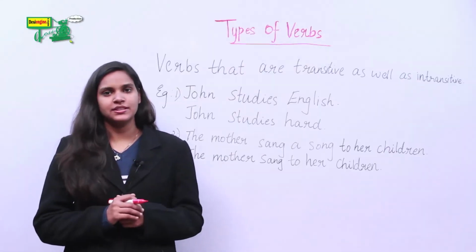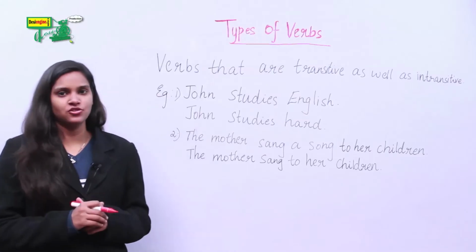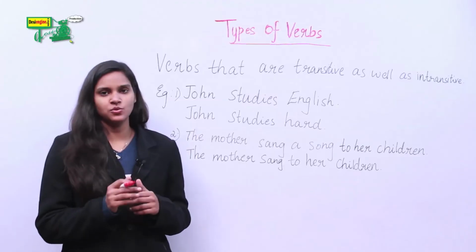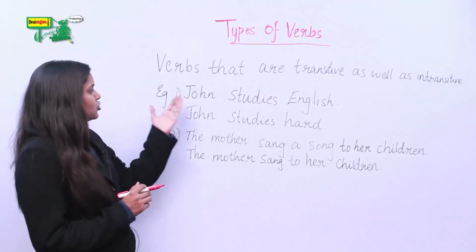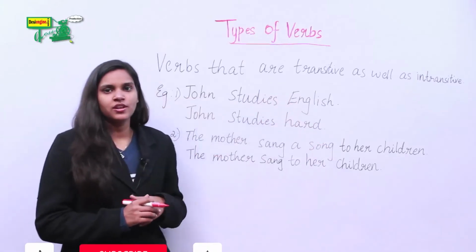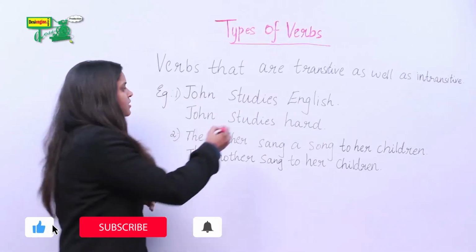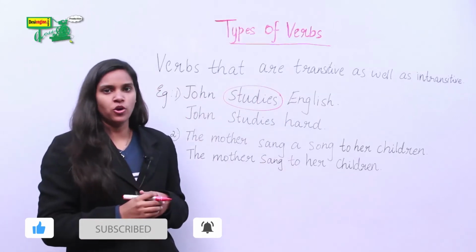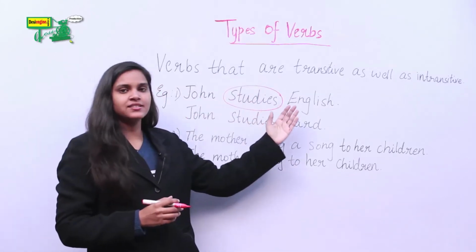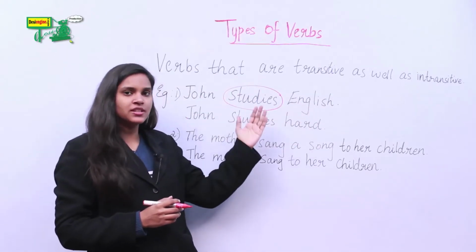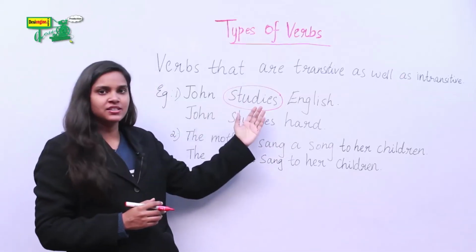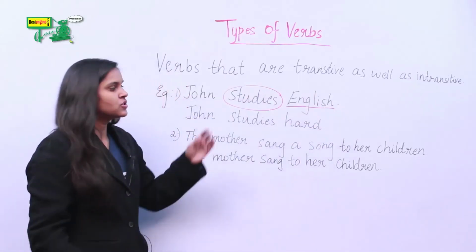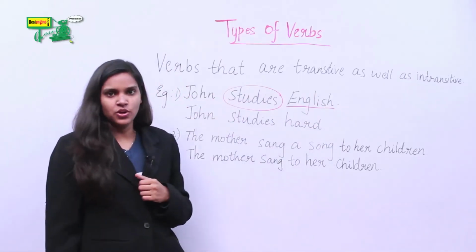There are few words that are transitive as well as intransitive. Let's take an example and then see how it works. John studies English. Here, our verb is studies. When we put up the question what, studies what, the answer is English. Therefore, in this sentence, the verb studies takes up the direct object English. So this is our transitive verb.